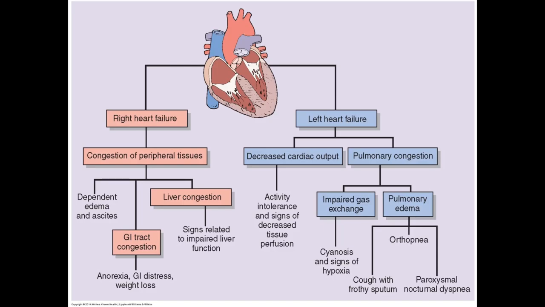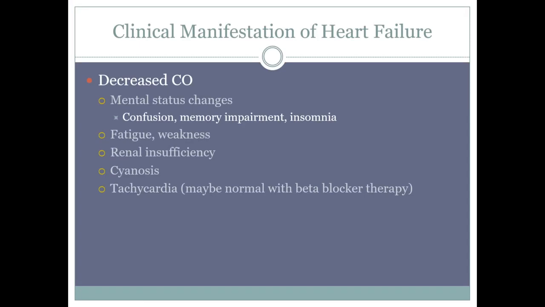On the right side, if you have predominantly right-sided heart failure, well, where's that going to back up first? Into the right atrium, and then back into the vena cava system. So your entire venous system is then suspect for accumulating a lot of blood because it's not moving forward. Okay? So you get these signs and symptoms here. We'll talk about this a little bit.